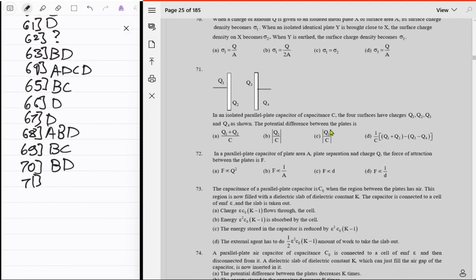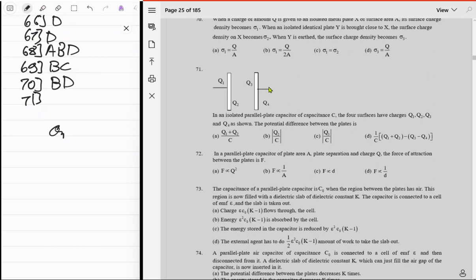Isolated parallel plate capacitor of capacitance C, the four surfaces have charges Q1, Q2 and so on. The potential difference between the plates is... Okay, so here Q1... capacitance C is given. So what is the capacitance like?